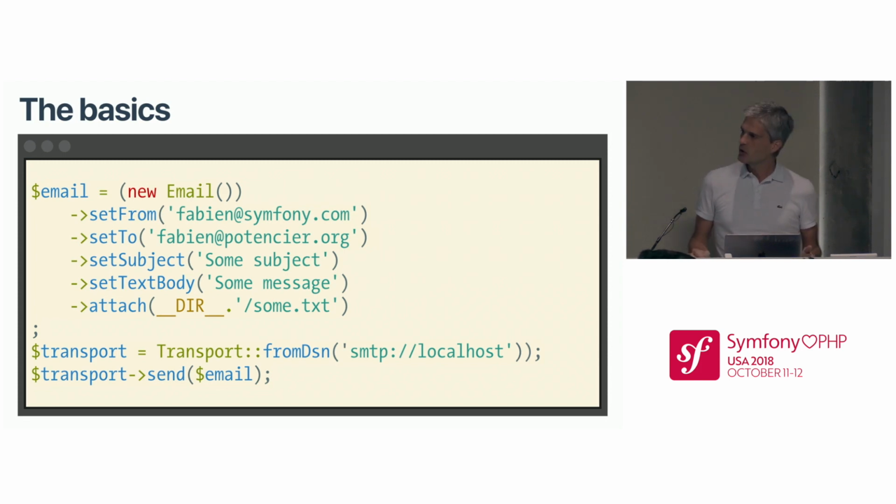Okay, and then we also simplify the way you are actually creating a transport. So you create a message, then you want to send a message, and here you can see that we have this from DSN method, which means that by default, and that's part of the component. With SwiftMailer, you can use a DSN, but that's part of the bundle. So it only works if you are using the bundle, the SwiftMailer bundle. It doesn't work if you are using SwiftMailer standalone. Here, it's part of the component, so you create a transport with a DSN, and then you are sending the email.